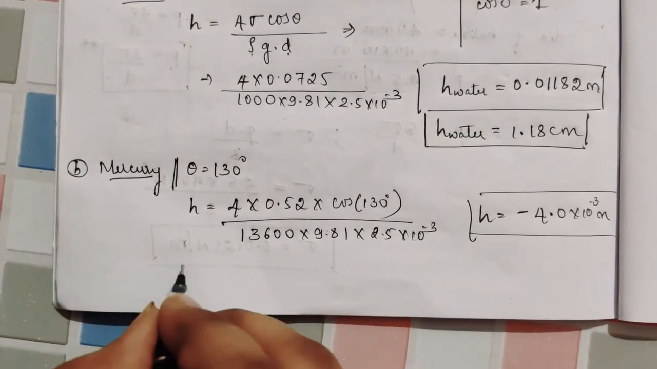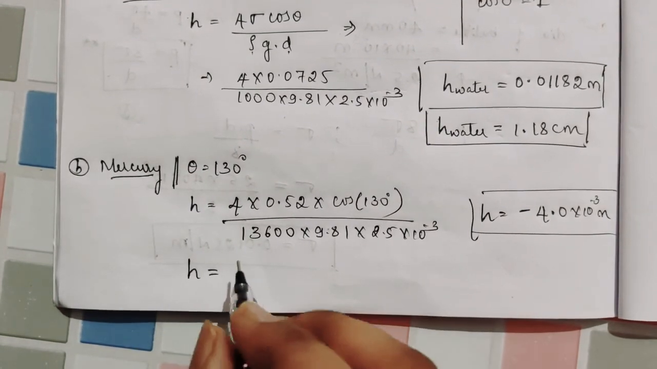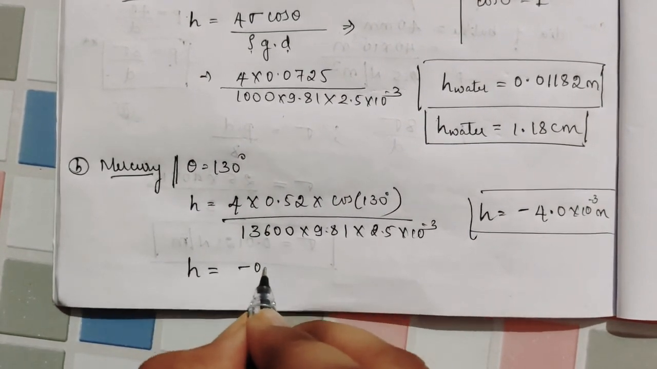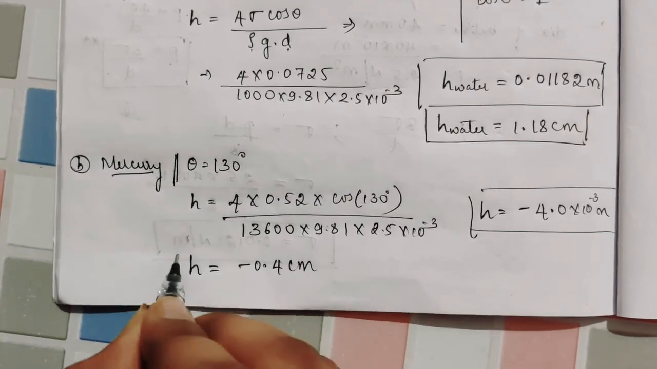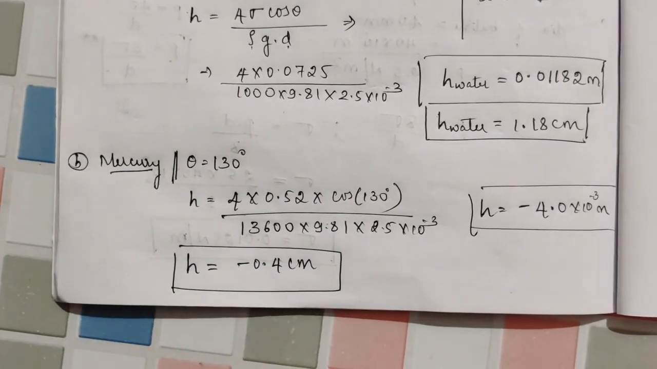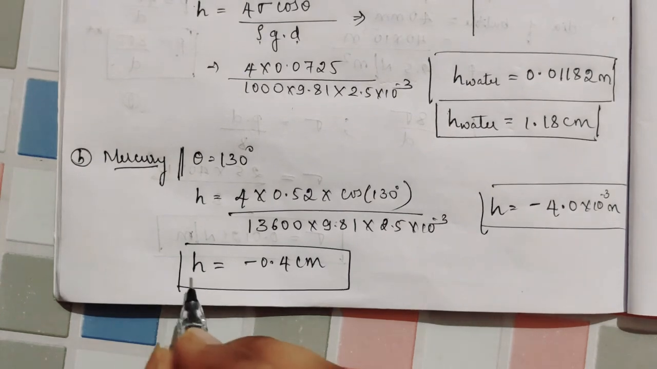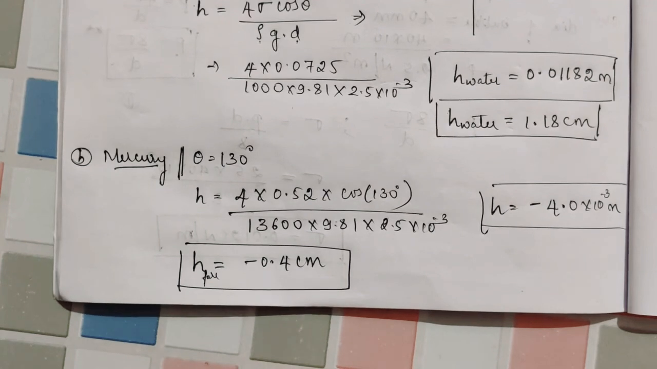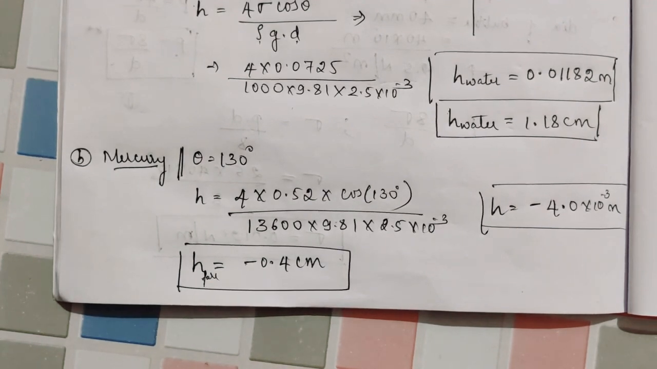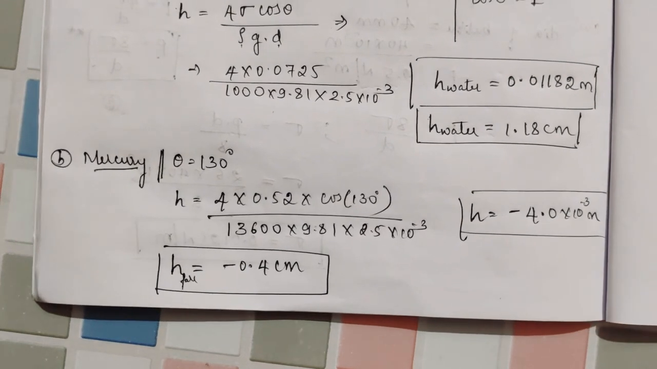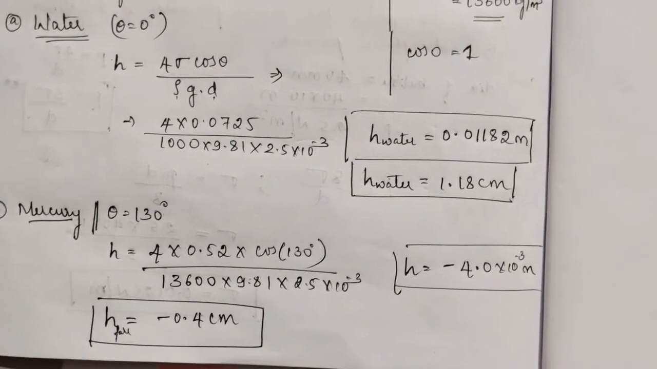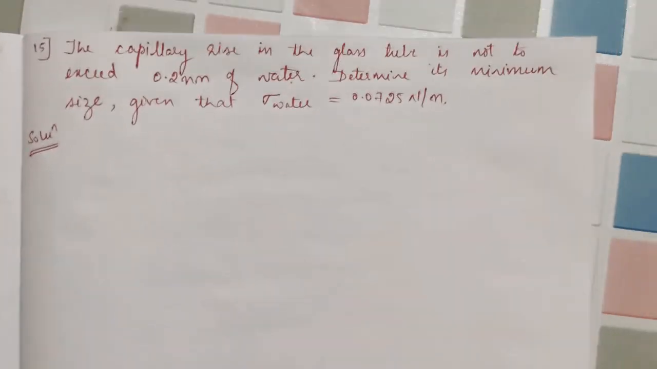Whenever I convert that into centimeter, I am getting minus 0.4 centimeter. So whenever you calculate the height of capillary rise or fall with respect to mercury, in the case of mercury it is a fall, so it will always be negative. So 0.4 centimeter. I hope you understood how to solve. Now another type.